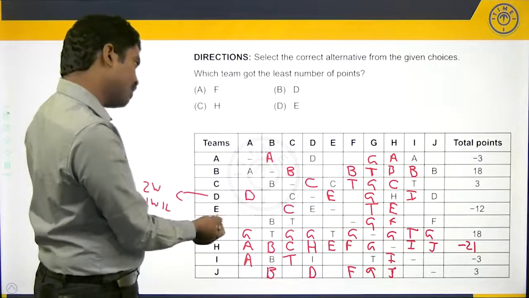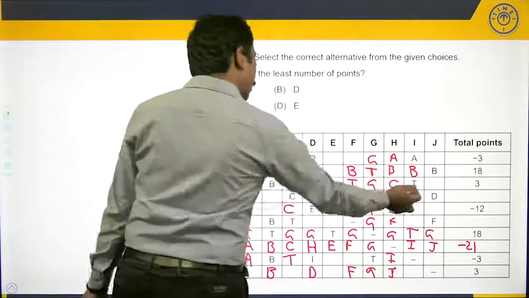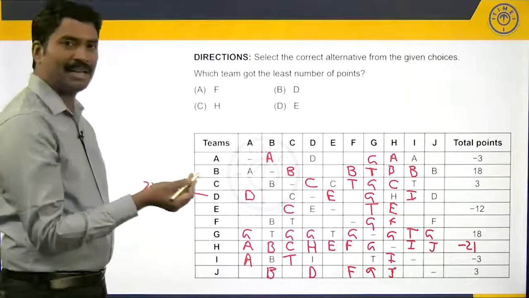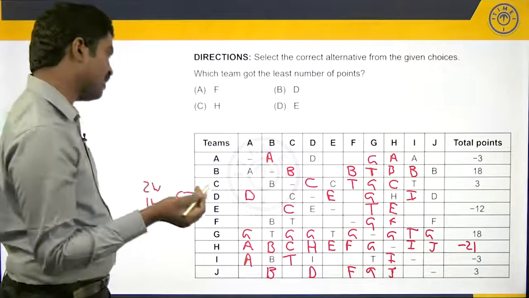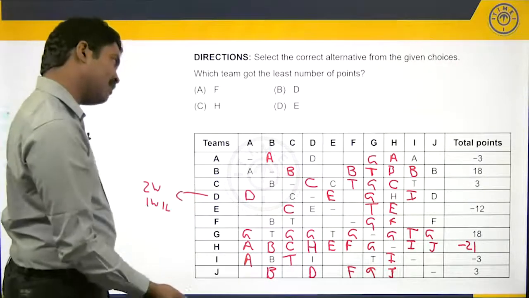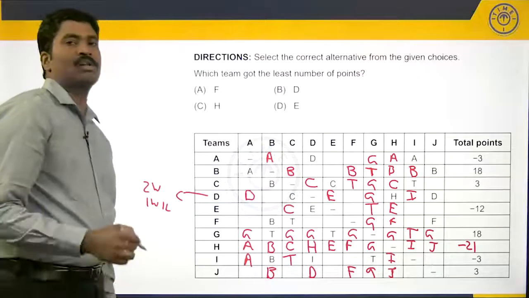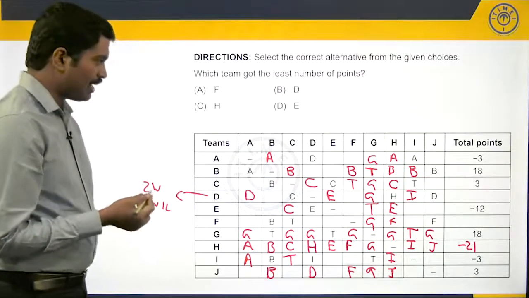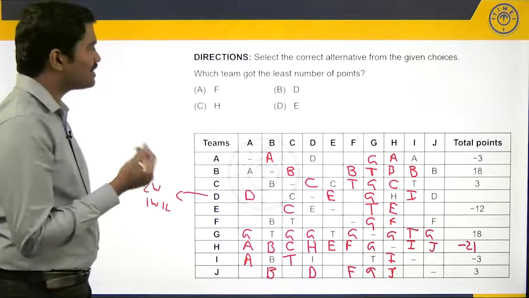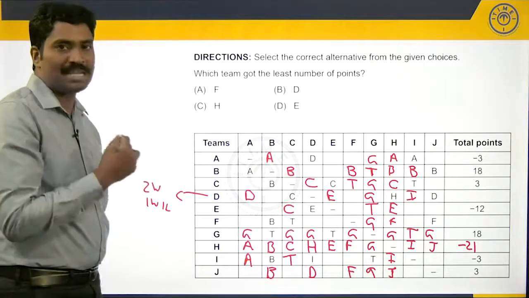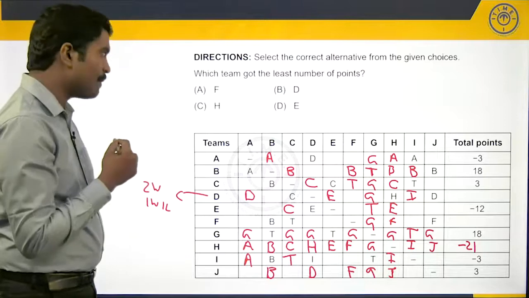Now, D already has 2 wins. So, the moment someone has 2 wins, their score would be better than H, who had only 1 win and every other thing is a loss, right? Similarly, F also has 2 wins and therefore his score also can't be as bad as -21. So, which team got the least number of points? That's no doubt going to be H. Option C at -21, that's the lowest.